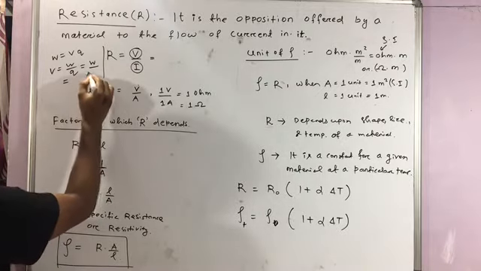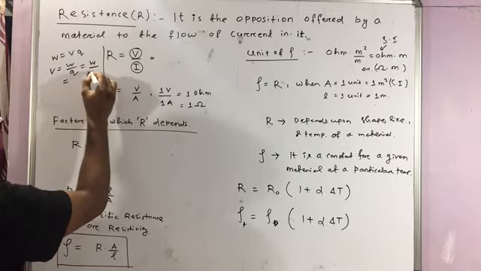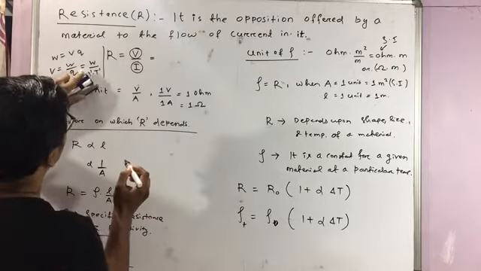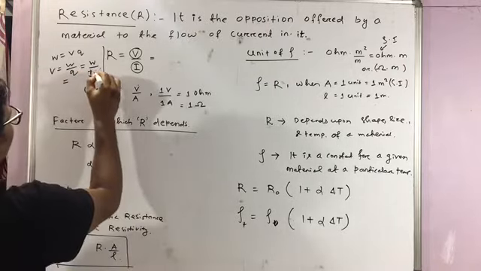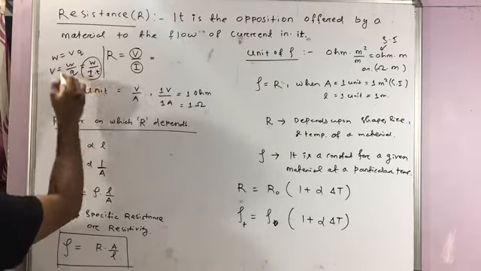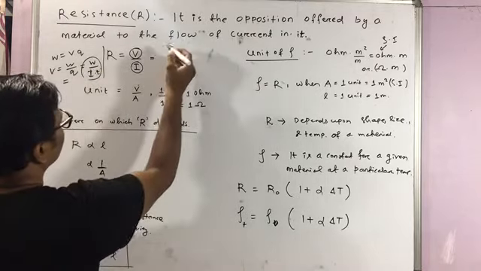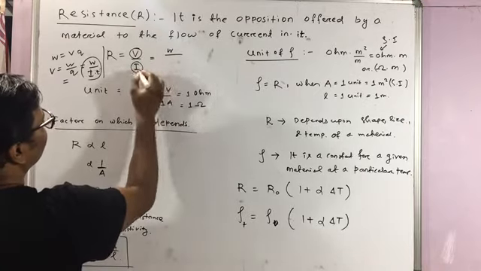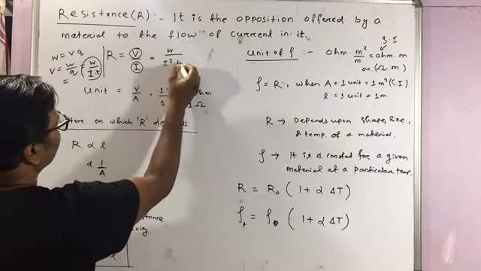Q is equal to current into time. The dimension of Q is A into T, or you can simply write the equation Q is equal to I into T. So now I can substitute this equation here to find the dimension. So V is equal to W by IT, and here it is 1 I, so R is W by I square T.